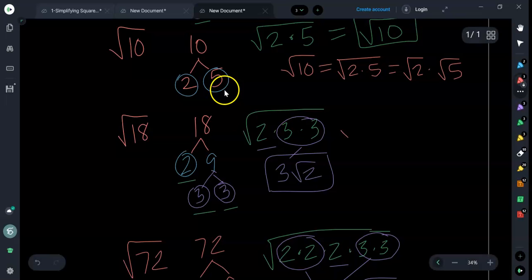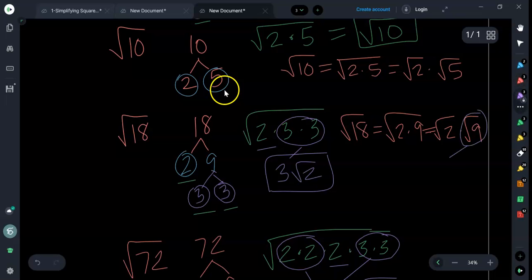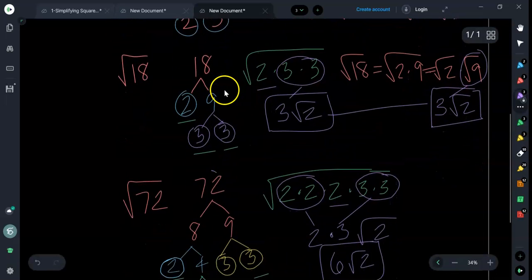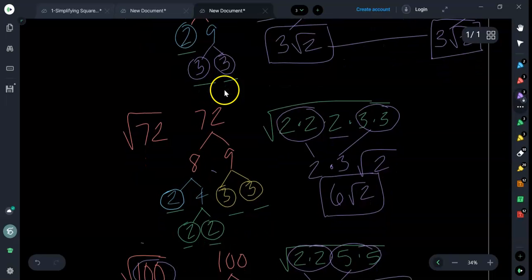Let's look at 18. Let's take the square root of 18. That's the same thing as the square root of 2 times 9, which is the same thing as the square root of 2 times the square root of 9. And now I've got a perfect square. What's the square root of 9? 3. And what's left over? The square root of 2. Once again, same answer. Let's look at 72.